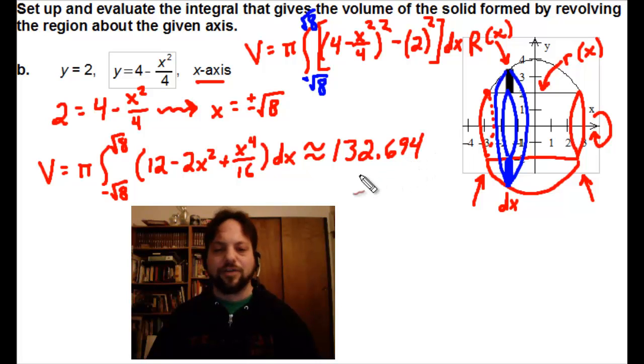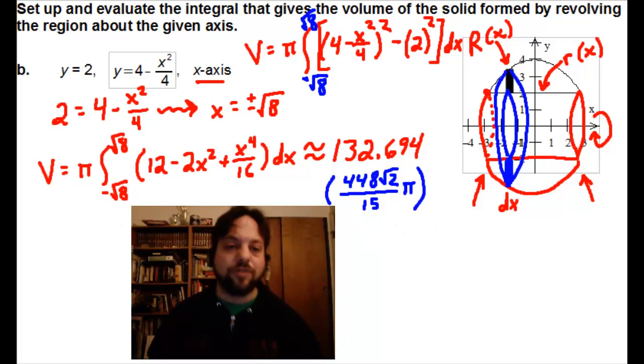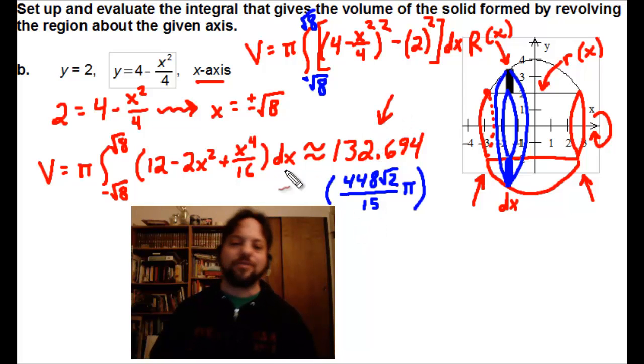132.694. Now, for those of you who do want to do it by hand and come up with the exact answer, it should be 448 square root of 2 over 15. And, of course, don't forget your pi. So there you go, if you want to do it by hand, this is the exact answer. This is the approximate volume of this.